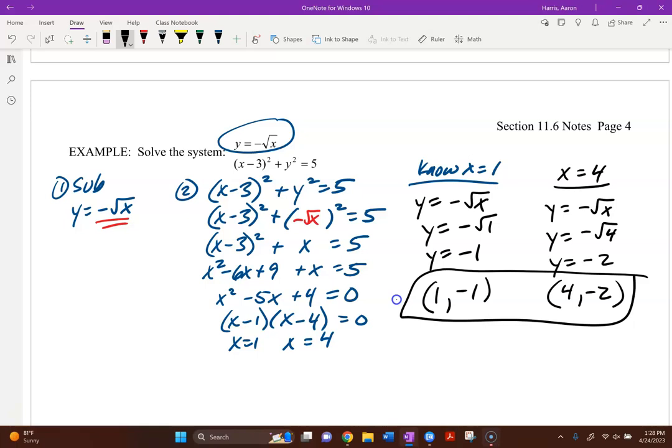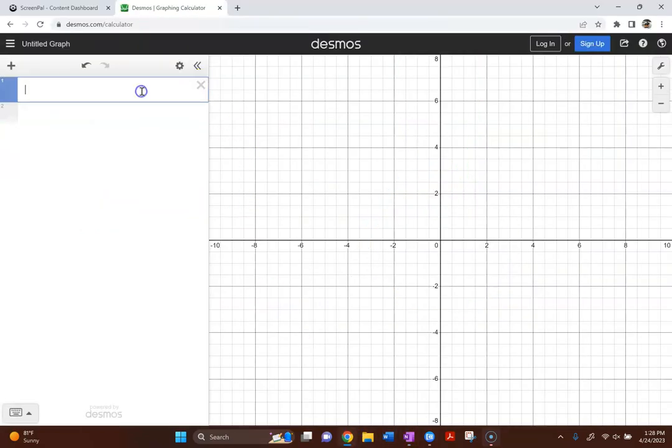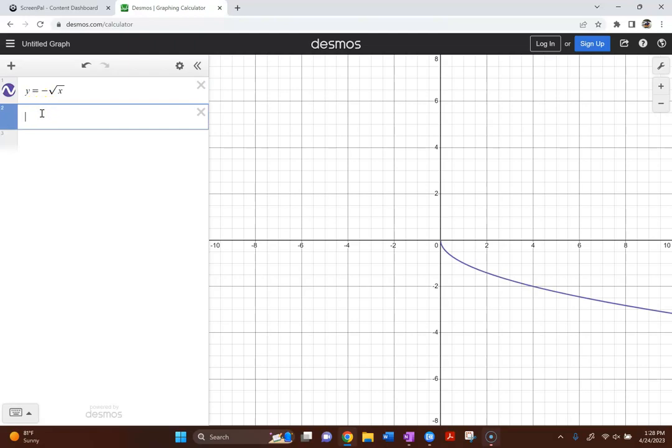The second one's a circle centered at (3, 0) with a radius of root 5. I'll show you that here. Y equals negative square root of x. There's this negative square root function. And then the next one was the circle, x minus 3 squared plus y squared equals 5. And there it is. There's that first point, (1, -1), and there's that other point, (4, -2).